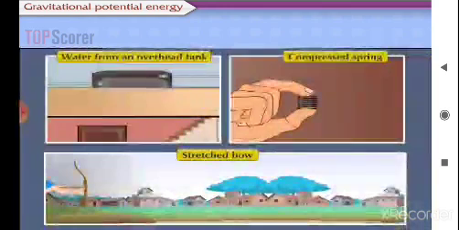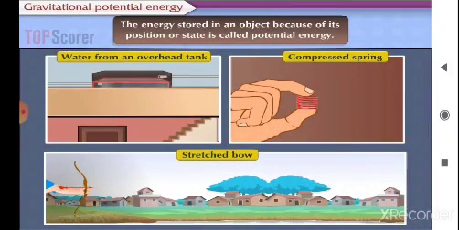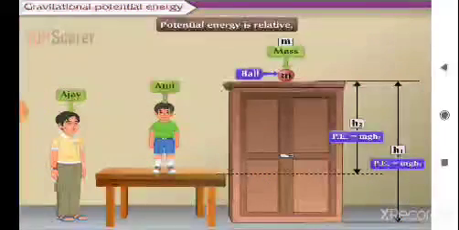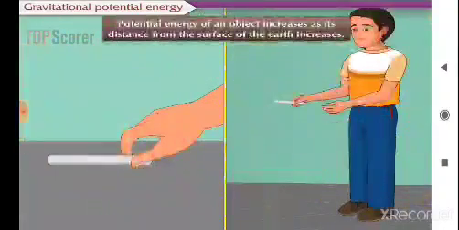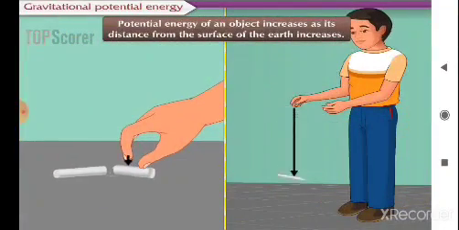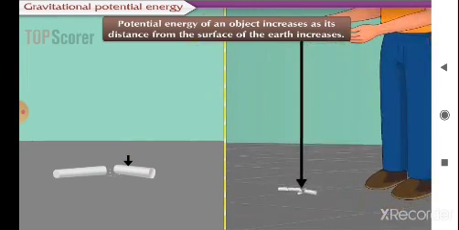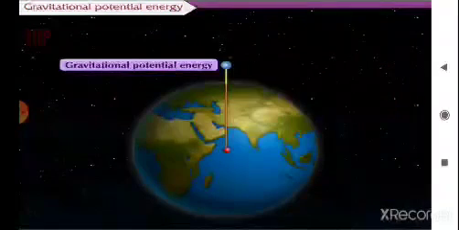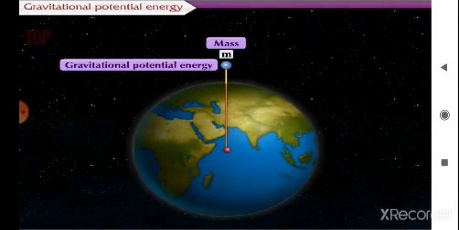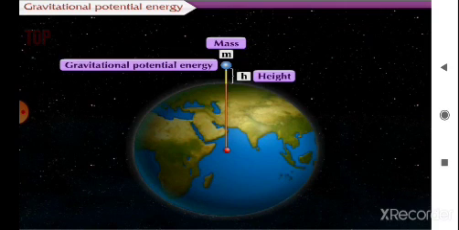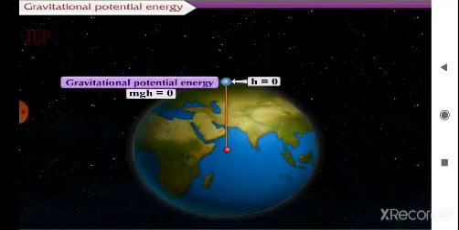Gravitational potential energy. We have studied potential energy in the last standard. The energy stored in an object because of its position or state is called potential energy. This energy is relative and increases as we go to greater heights from the surface of the earth. We had assumed that the potential energy of an object of mass m at a height h from the ground is mgh, and on the ground it is 0.